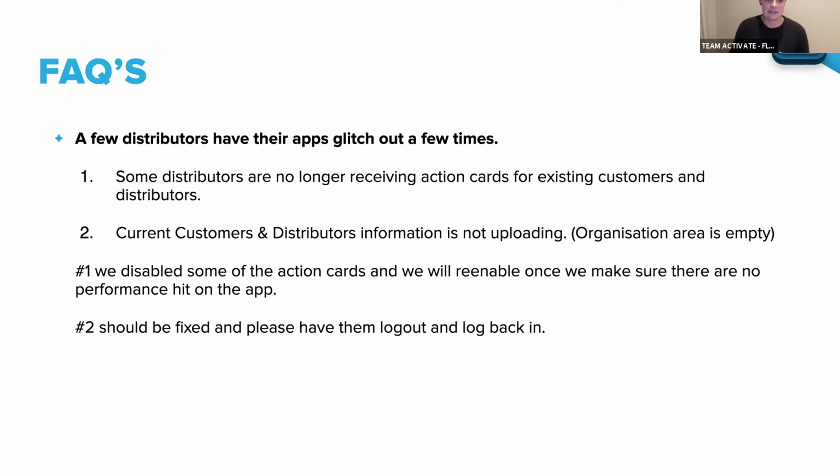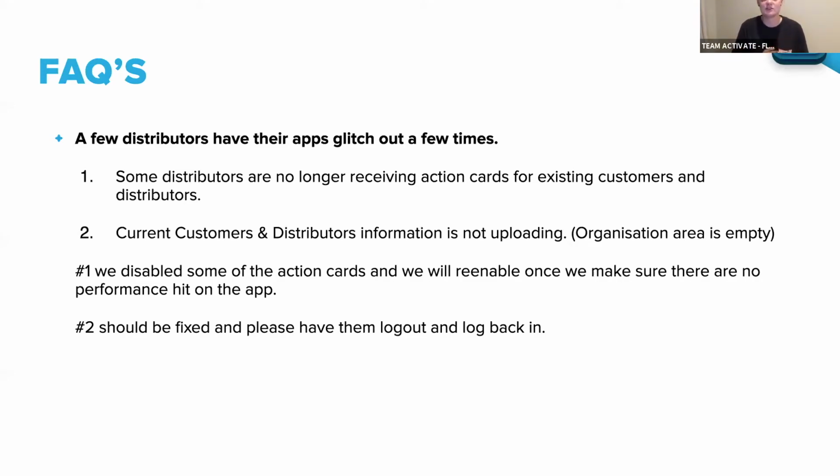And then the last thing is a couple of people have noticed that their apps are glitching a little bit. So some distributors aren't receiving action cards for existing distributors and customers. And some people aren't having their database or their organization load. So when you go into the people tab, and then go into the organization tab, some people aren't having their organization load. And you can see there's the 2 replies there.